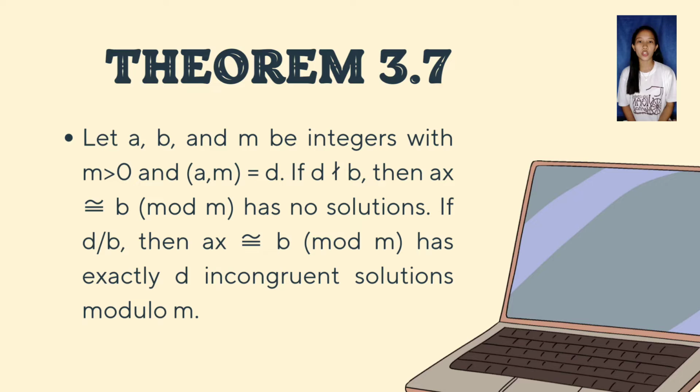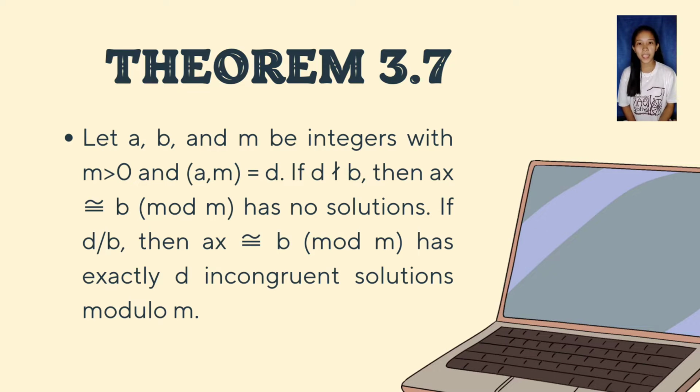The next one is Theorem 3.7. Let a, b, and m be integers with m greater than 0 and (a, m) = d. In this theorem, m is a positive integer, so there is no m that is negative. When we say (a, m), it is the GCD or GCF of a and m, which is equal to d. GCF is the greatest common factor and GCD is the greatest common divisor.